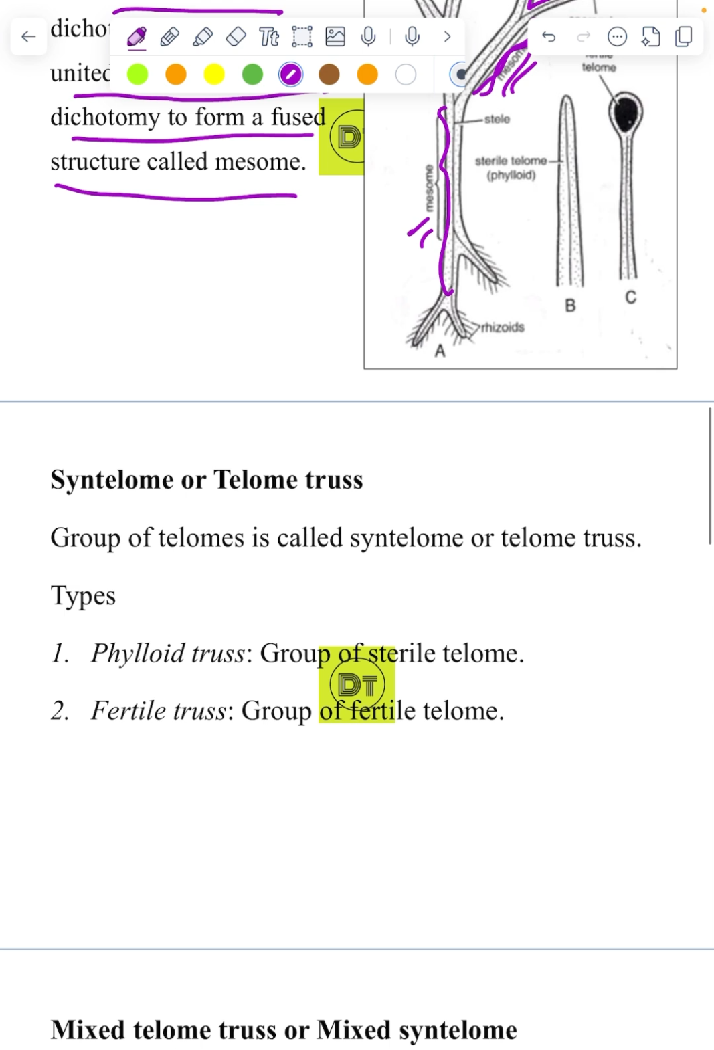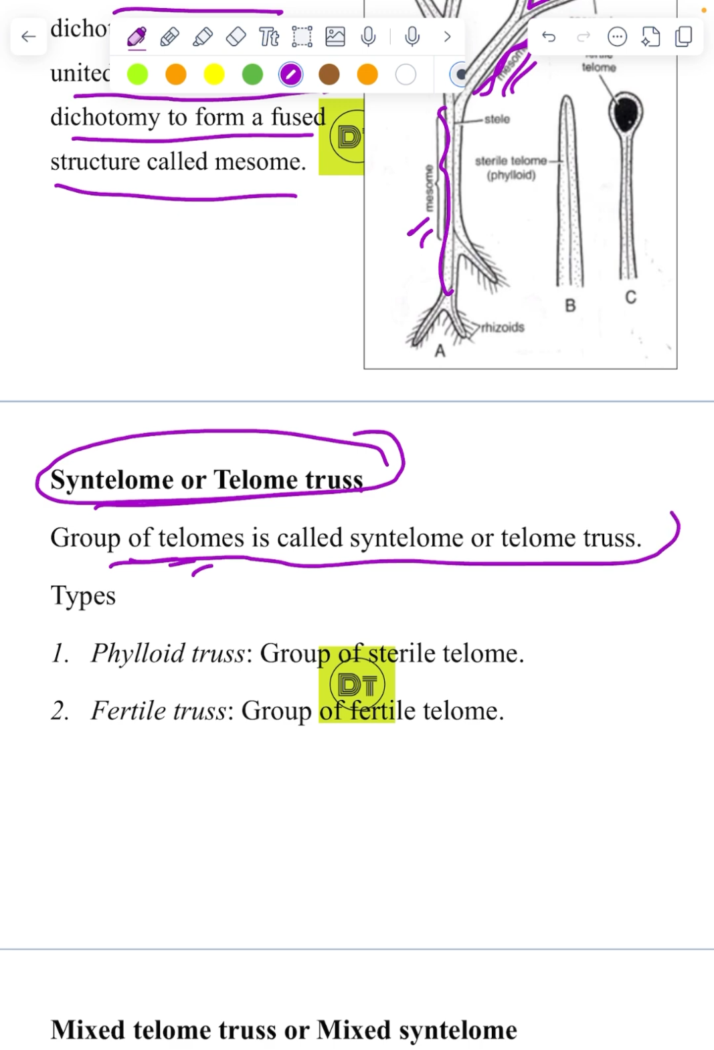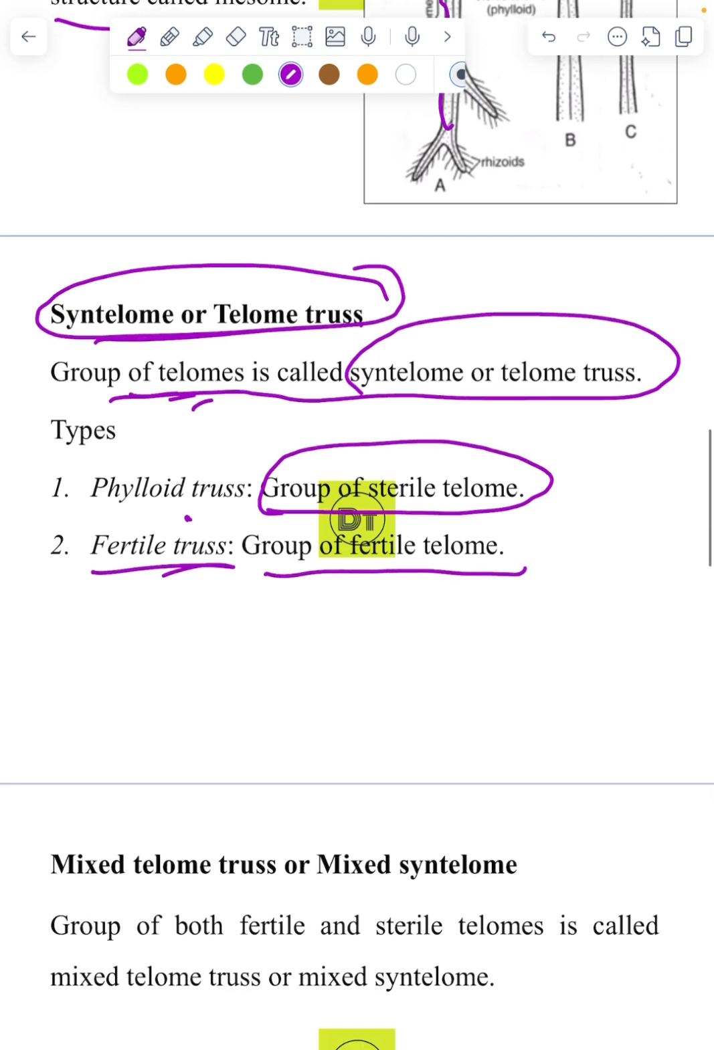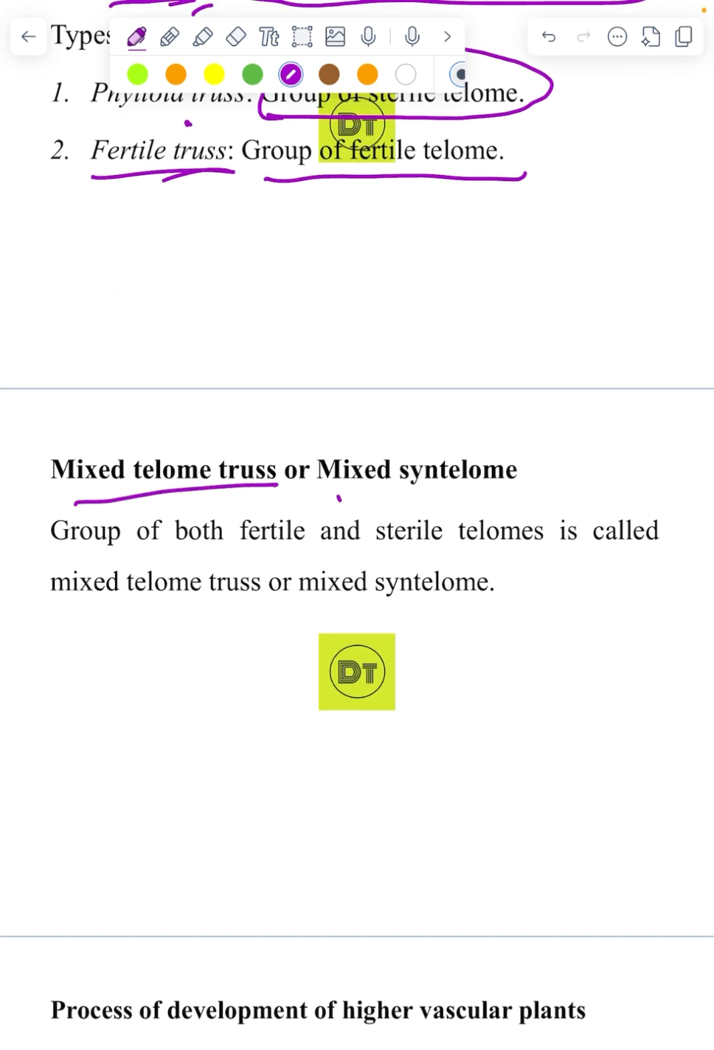Now what is a syntelome or telome truss? These are nothing but groups of telomes. The group of telomes is called a syntelome or telome truss. So we can say that the group of sterile telomes is known as a sterile truss or phylloid truss, and the group of fertile telomes will be known as a fertile truss. Then what is a mixed telome truss or mixed syntelome? It is a mixture, or a group, of both fertile and sterile telomes.